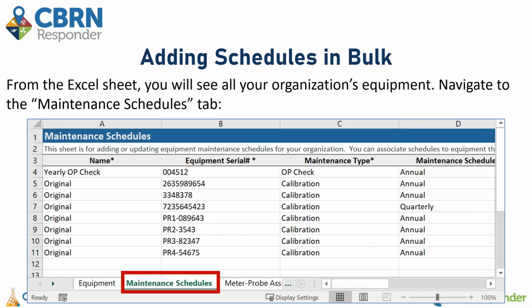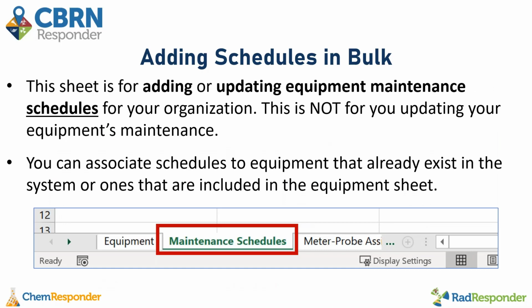This will direct you to an Excel spreadsheet. And once you open it, you will see all of your organization's equipment listed out in our template. You'll navigate to the maintenance schedule sheet, which is highlighted here. And this is where you're going to add or update your equipment maintenance schedules.